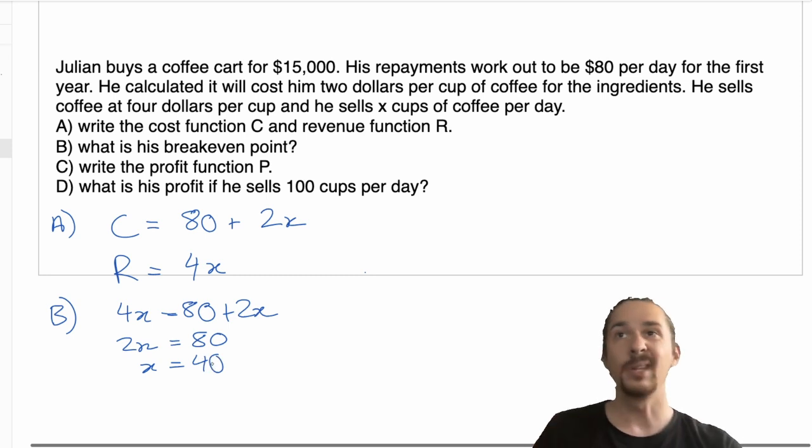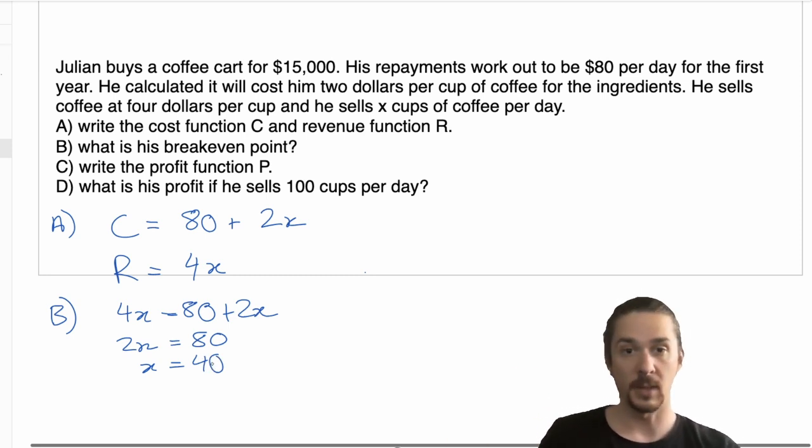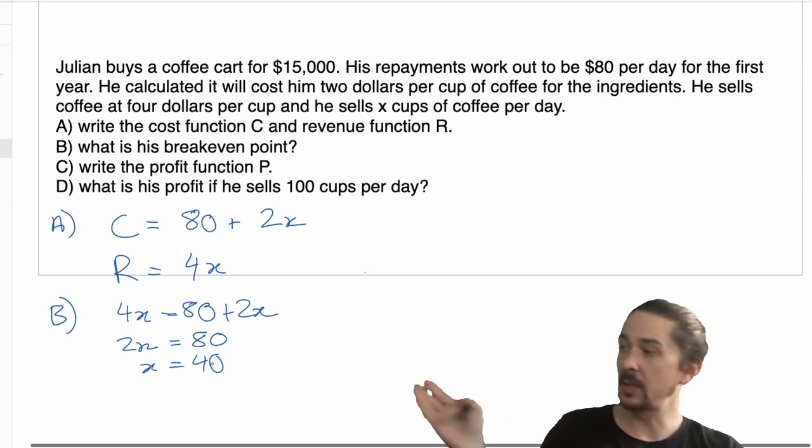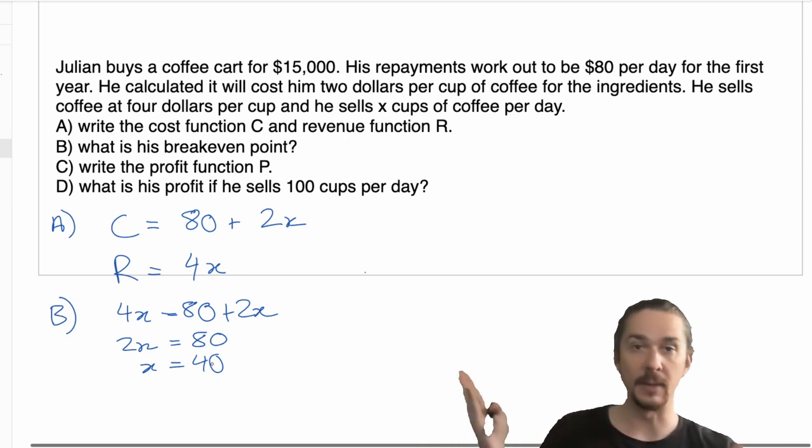This means that if Julian doesn't sell 40 cups of coffee in a day, he's losing money. If he sells 40 cups of coffee, he's breaking even, meaning that he has the same amount of money he had yesterday. He didn't gain any, and he didn't lose any. So he wants to sell more.